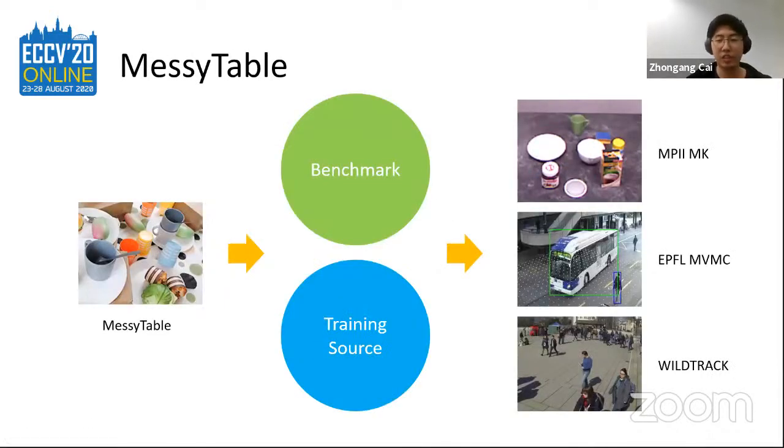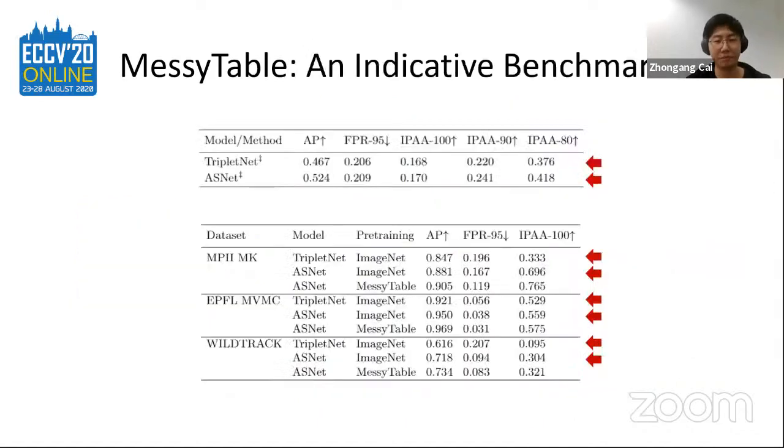Okay, just a little bit of add-on on MessyTable itself. We designed MessyTable to serve two purposes. First, being a good, indicative benchmark, so that a good method that performs better on MessyTable also performs better on other multi-camera datasets. And also we want MessyTable to serve as a training source. So pre-training on MessyTable will make the network pretty strong already for multi-camera tasks.